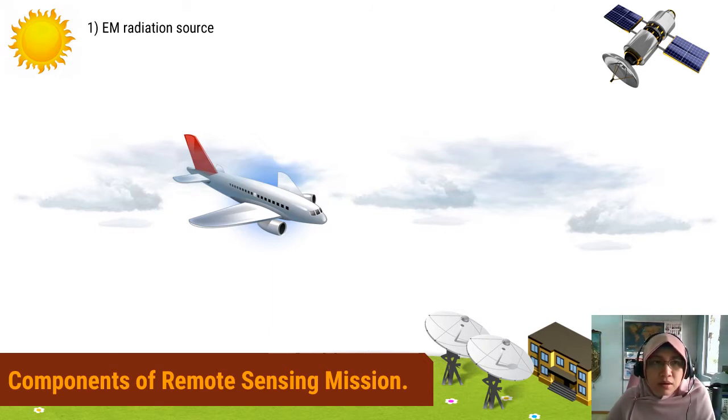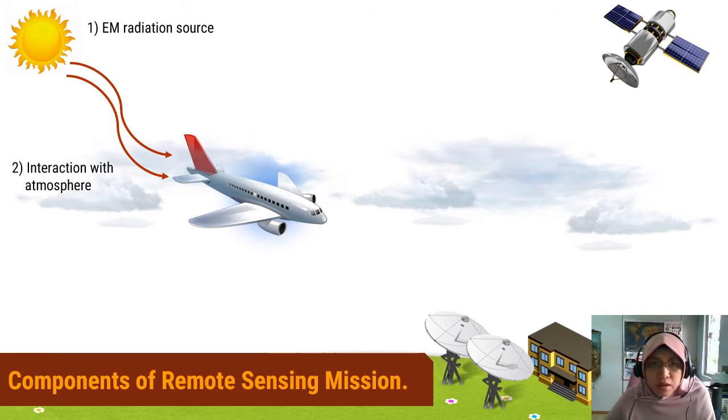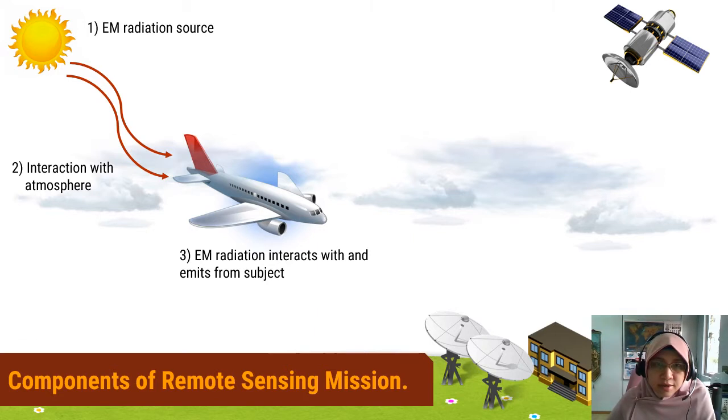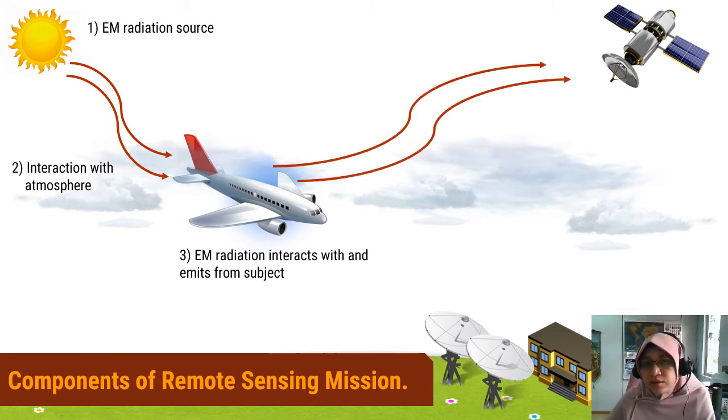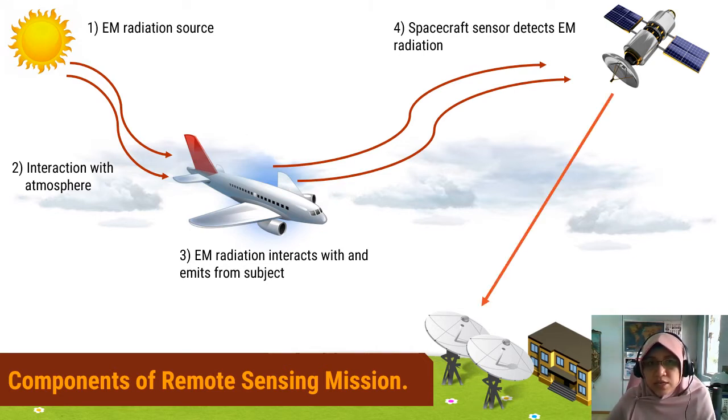For example, if a spacecraft needs to detect a plane in flight, the electromagnetic radiation originates at the sun, travels through space and through the atmosphere. It then reflects off the aircraft, carrying information back through the atmosphere for the sensor on the spacecraft to detect. Computers on the spacecraft process the detected radiation, forming an image of the aircraft, which is relayed to the user on the ground.